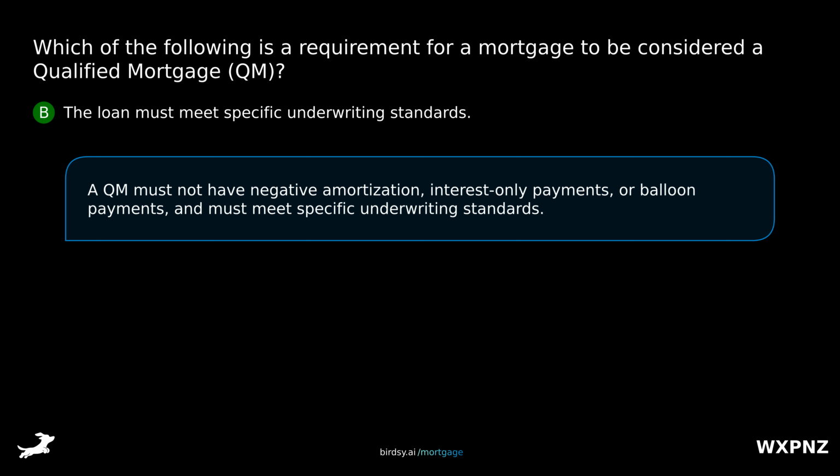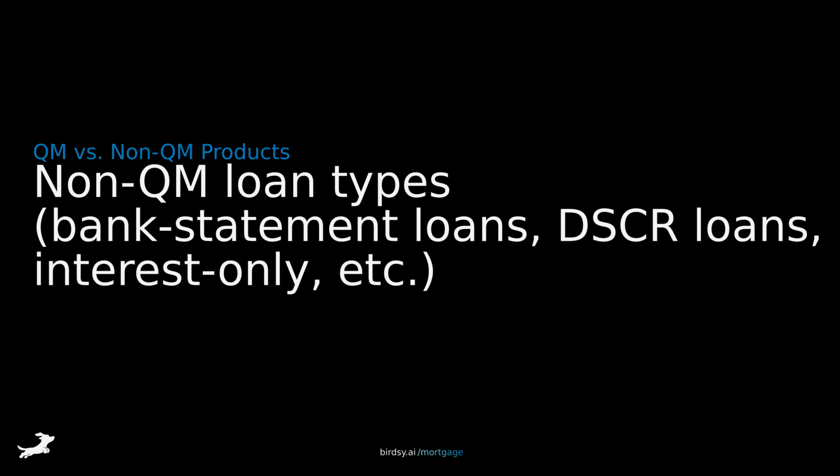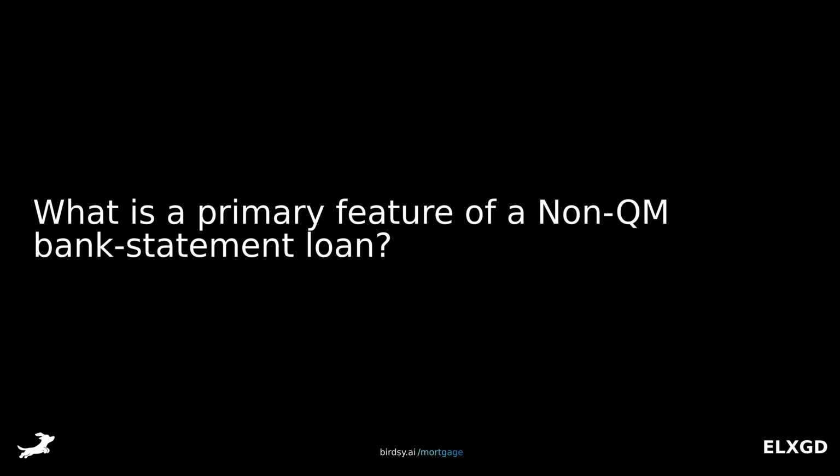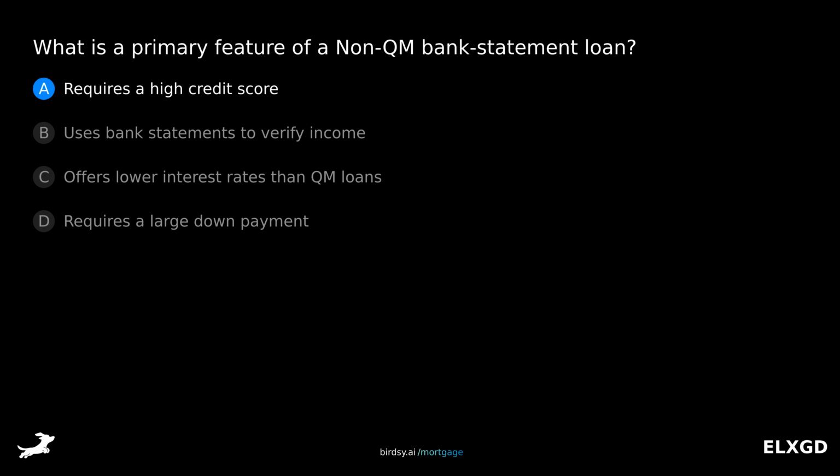A QM must not have negative amortization, interest-only payments, or balloon payments, and must meet specific underwriting standards. Non-QM loan types: bank statement loans, DSCR loans, interest-only, etc. What is a primary feature of a non-QM bank statement loan? Is it A, requires a high credit score? B, uses bank statements to verify income?